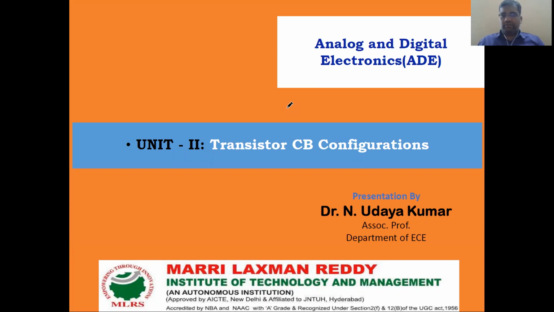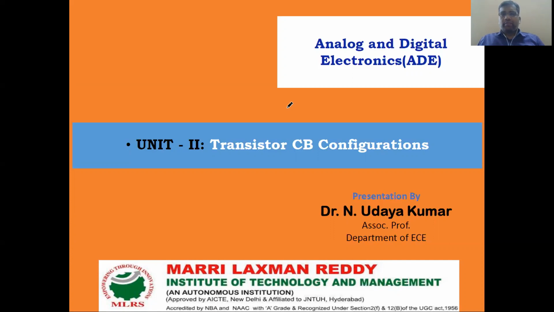In the previous class we talked about the basics of transistors. A transistor is a semiconductor device which consists of two junctions and three terminals. The two junctions are the emitter base junction and the collector base junction. The three terminals are emitter, base, and collector. A transistor is of two types: one is PNP transistor and the other one is NPN transistor.